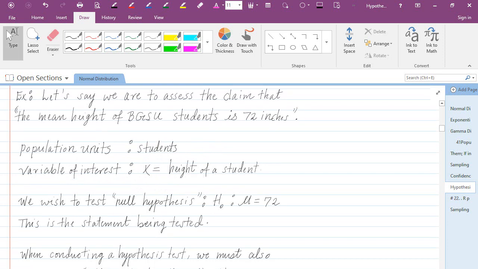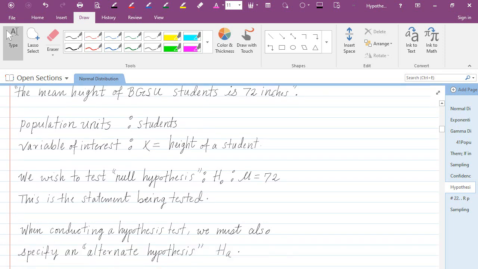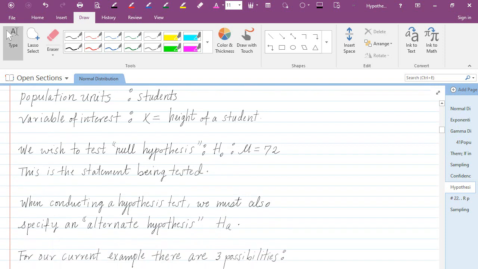And we wish to assess, or test, the null. So what would be the null hypothesis here? What is it that we are claiming here? Well, we are claiming that the mean height is 72 inches. So that's the null hypothesis, and this is the statement that is being tested.